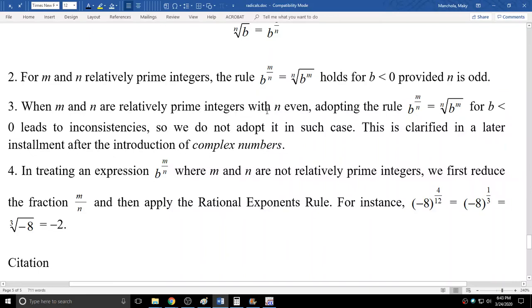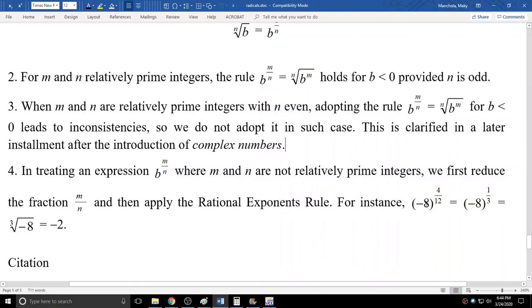When m and n are relatively prime integers with n even, adopting that as a rule will lead to inconsistencies. So we do not adopt it in such case. When we study complex numbers, you'll see what the inconsistencies would be. In treating the expression b to the power m over n, where m and n are not relatively prime integers, we first reduce the fraction m over n and then apply the rational exponents rule.